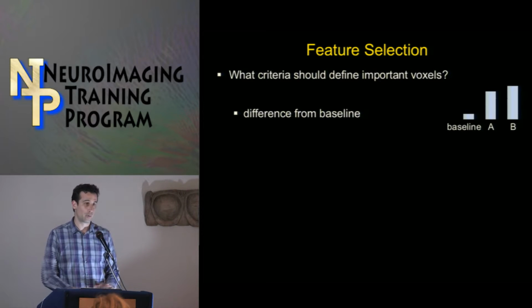So just as a starting point, we'll throw out voxels that don't have above baseline activity. You could be missing things, maybe the negative going voxels or even the voxels with low signal carry information. So this approach won't always be the best.